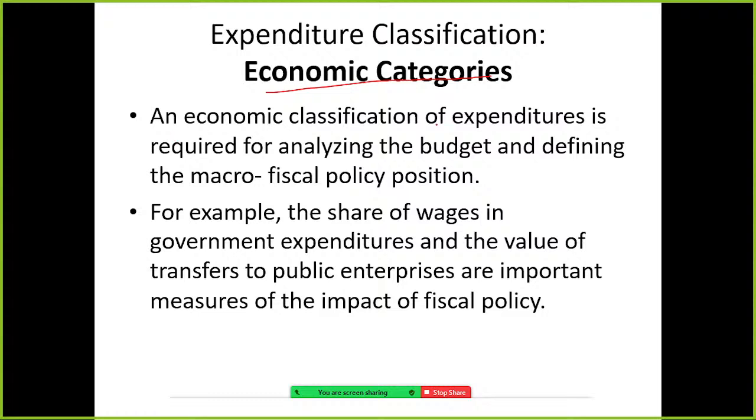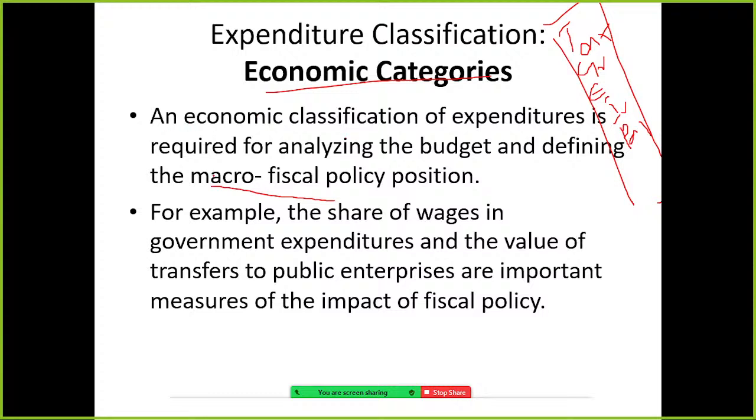An economic classification of expenditure is required for analyzing the budget and defining the macro policy positions. So in macroeconomic policy, we can find here how much tax revenue, how much grant allocated, how much employment, how much interest payment, how much principal loan payment. So this kind of things you may find in economic reports. For example, annual report of Central Bank of Sri Lanka and World Bank, IMF. So we can find the government expenditure.